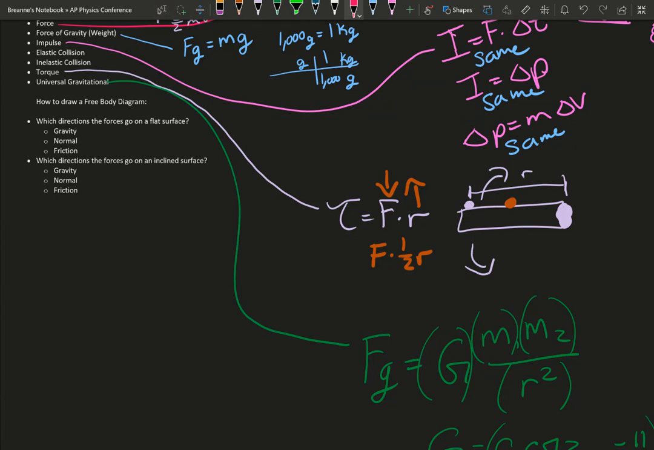So now we're doing it on an incline. We have an incline here, and we have a box. Our force of gravity goes straight down. Our force of normal goes perpendicular with the surface. And then since the box wants to slide down because of gravity, our force of friction always goes opposite of the motion. So that's kind of what our free body diagram would end up looking like.